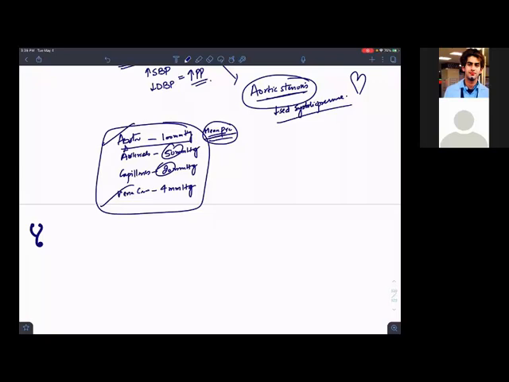Now, which pressure is highest during the cardiac cycle? Systolic blood pressure is the highest blood pressure. Which is the lowest arterial blood pressure? Diastolic blood pressure is the lowest arterial pressure.